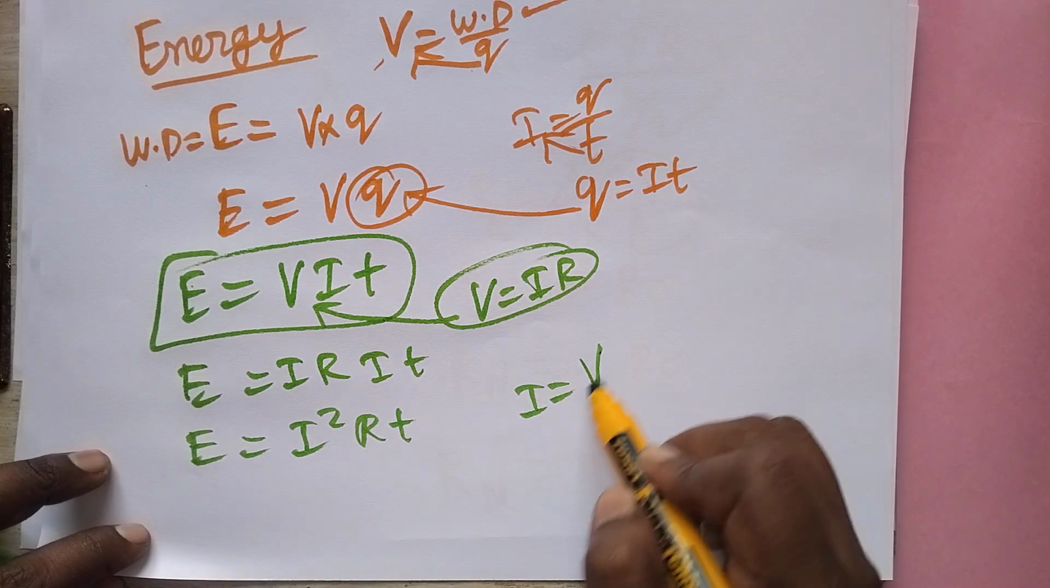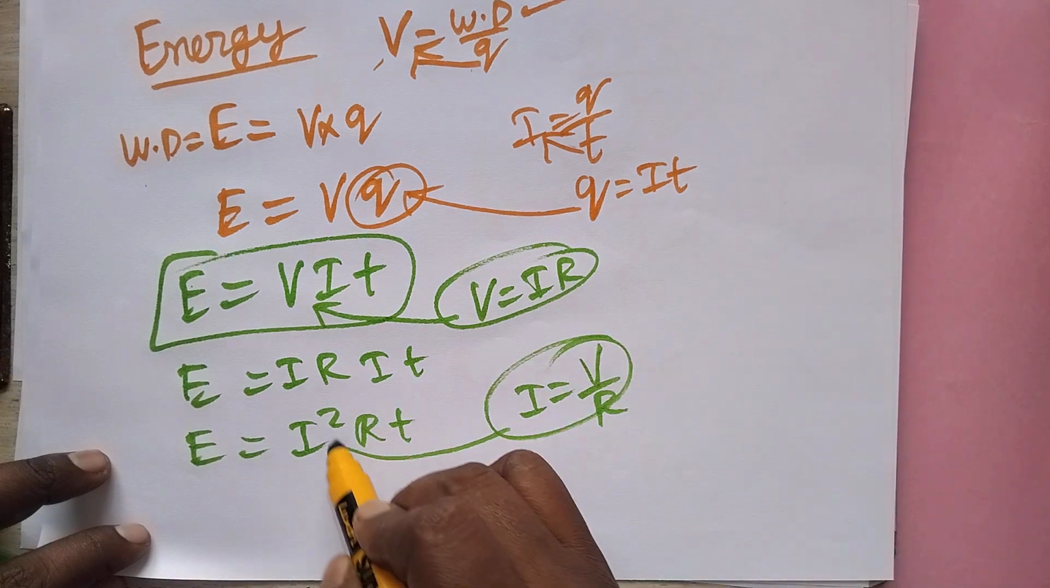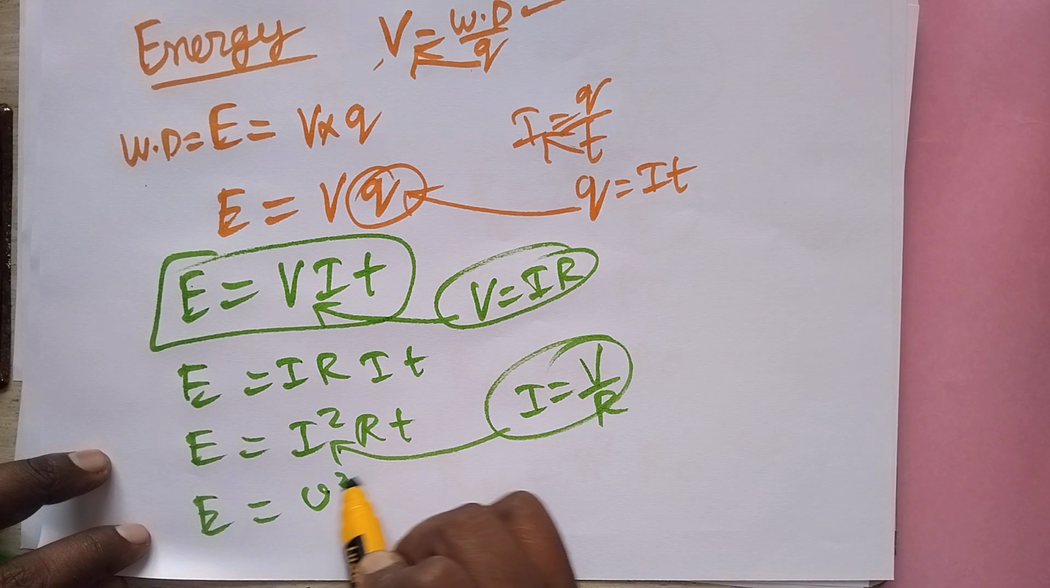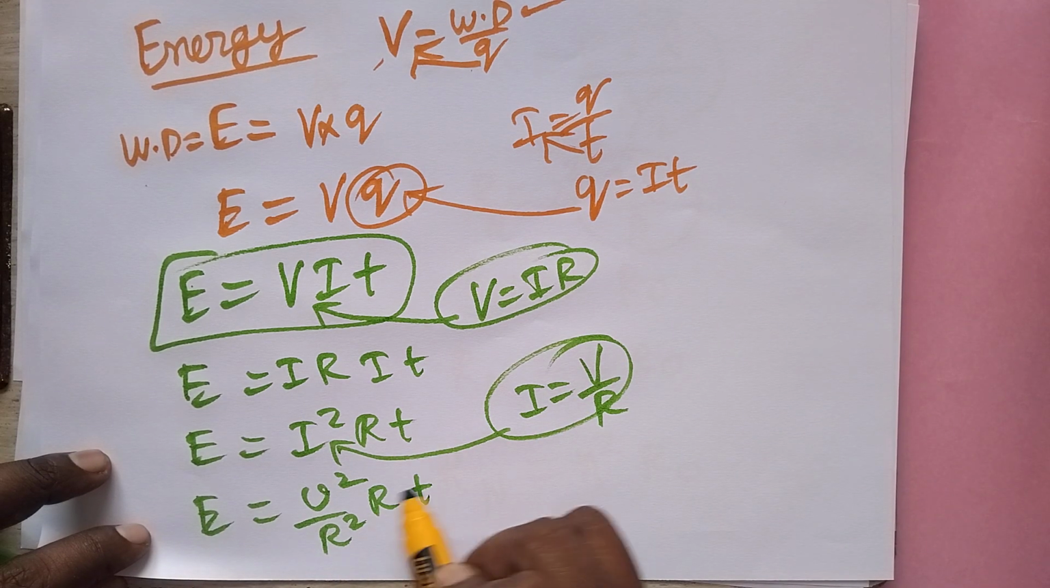I is equal to V by R, Ohm's law only. We are substituting. So energy is equal to V square by R square, R into T. R gets cancelled.